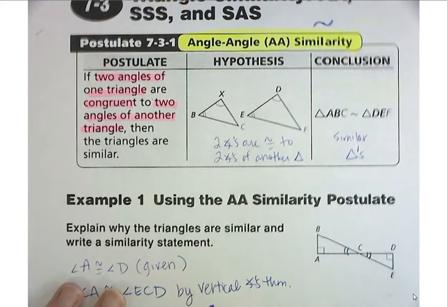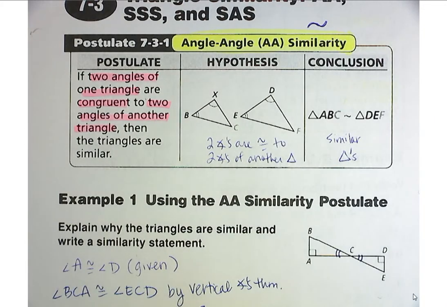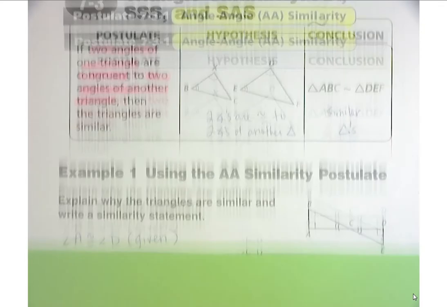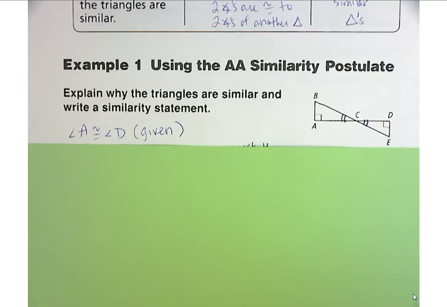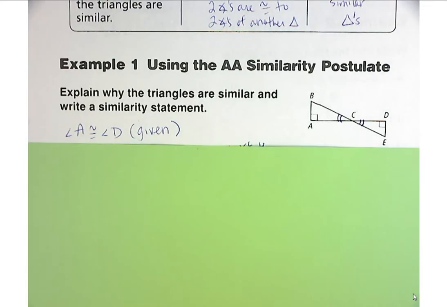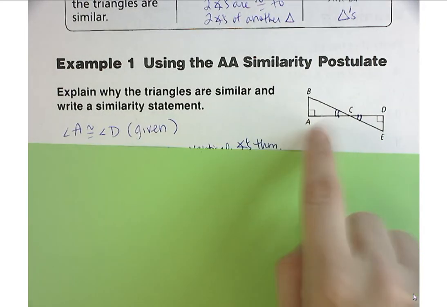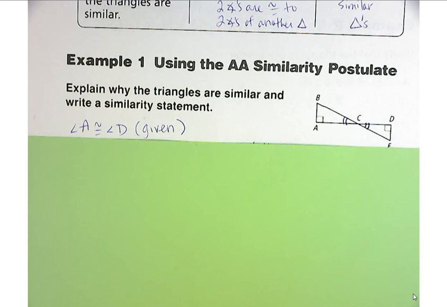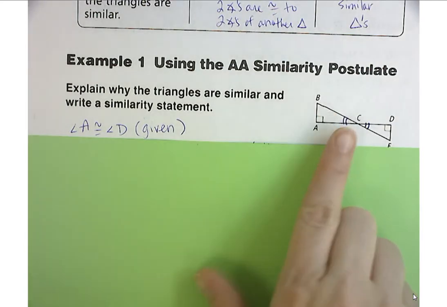Okay, and then the next thing we're going to do is explain why the triangles are similar and write a similarity statement. So the first thing that I noticed is we were given that A and D were congruent because they're both right angles. And then from there, I can infer from the diagram that these two angles are congruent.